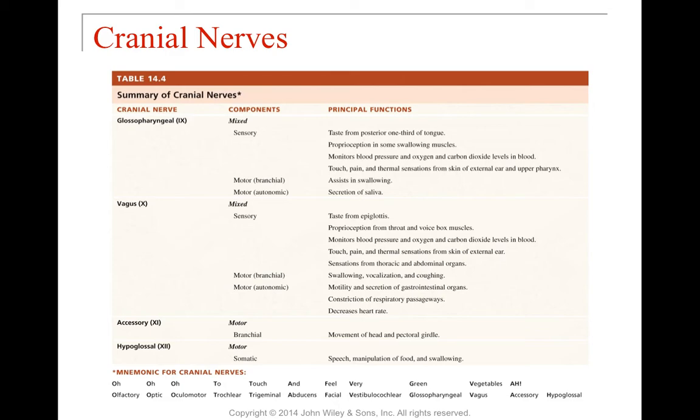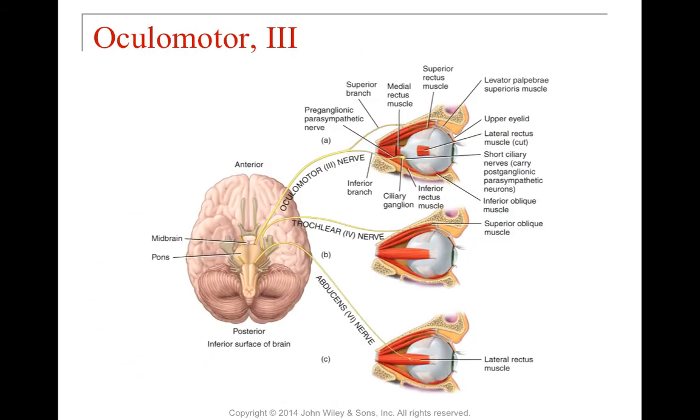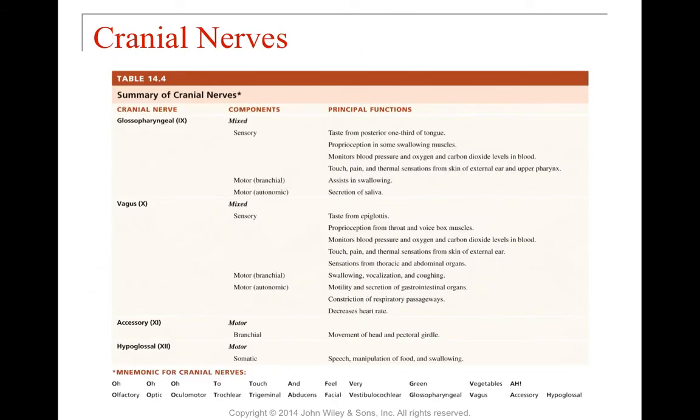We also have the accessory nerve, the accessory cranial nerve, that's going to be 11. It's involved in the movement of your head and also of your pectoral girdle. And last but not least, we have hypoglossal, that's 12, and it's going to be involved in speech, food manipulation, and swallowing.